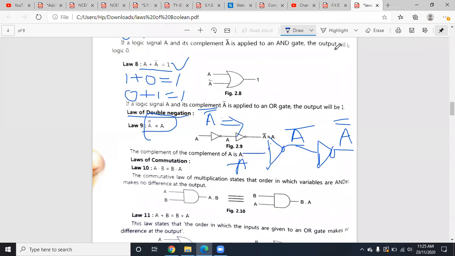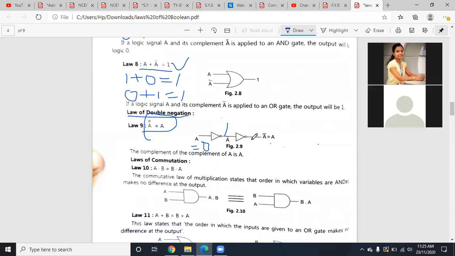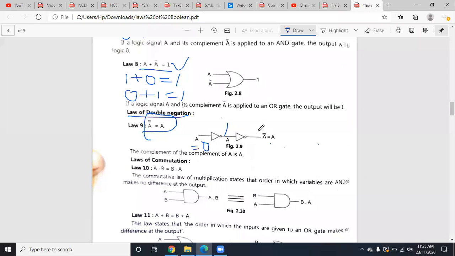Now you can take an example and solve this, so that you will understand it much better. Consider A is equal to either 0 or 1. I'll consider A is equal to 0. What will be the output at this point? 1. This 1 is applied as an input to this NOT gate. Now what is the output of this NOT gate? 0.